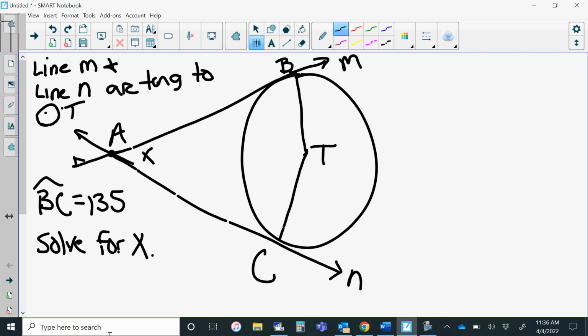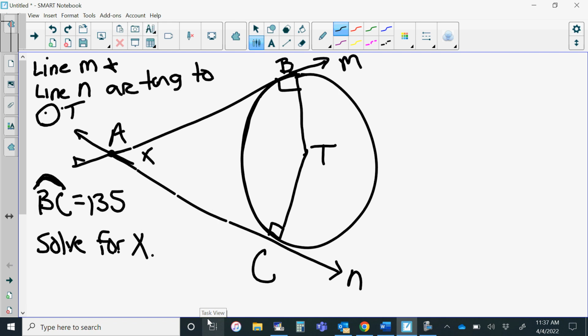What do we know? When they say line in and line in are tangent, what does that tell me? I go right here and I go, okay, that means where this intersects has to be 90 degrees. Where this intersects, that has to be 90 degrees. I know that to be true. Okay? What other information did they say to me? What is that symbol? Arc. BC arc is 135. That means the measure of this is 135 degrees. What does that tell me?